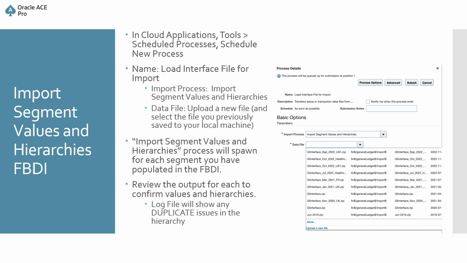So you run this import process, and it spawns a couple of different jobs for each segment that you've populated in the FBDI. And then obviously it will generate a log file, and you can review that if there are any duplicate issues in the hierarchy. That shouldn't happen if you run your validate process and if you've done your pre-work, but it really does a nice job of catching you.